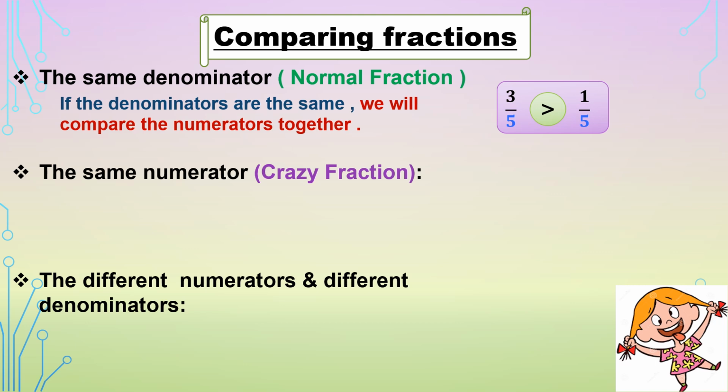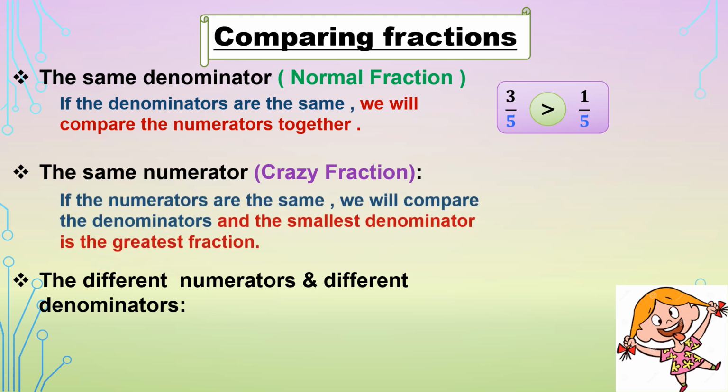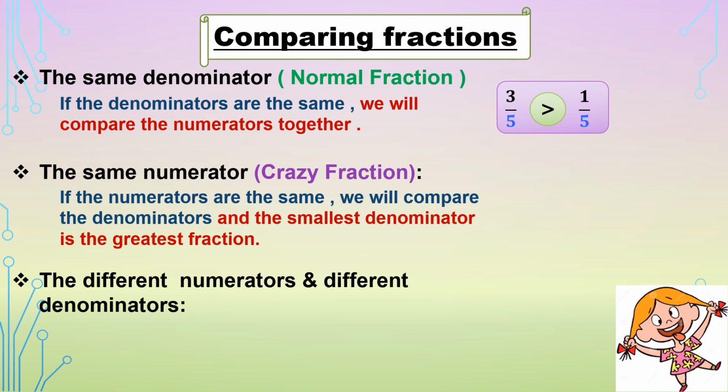The second type is crazy fraction. If the numerators are the same, we will compare the denominators and the smallest denominator is the greatest fraction. And we said the small is big and the big is small in crazy fraction. For example, 2 over 7 and 2 over 4.